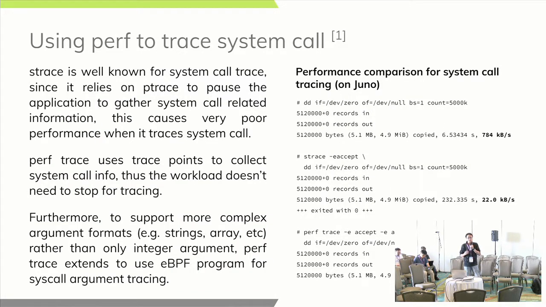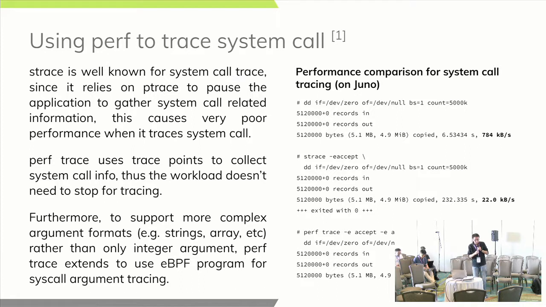As far as I know, the best practice now is to use the Perf tool with an eBPF program to do system call tracing. As we know, strace can also be used for system call tracing, but strace has poor performance. The reason is that strace relies on ptrace, so it needs to stop the application. There are also many context switches between the kernel and user space to read out the information. But perf trace does not stop the program. It just uses the tracepoint to read out the system call information.